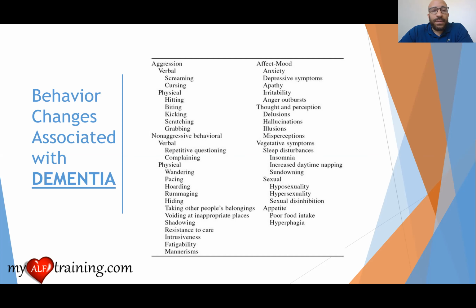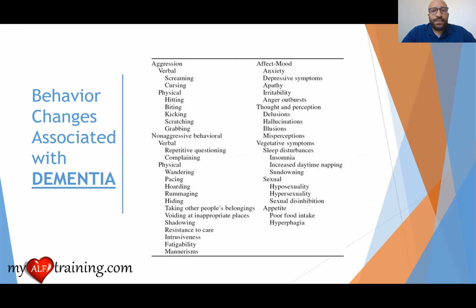Physical, we have wandering, pacing, rummaging, hiding, taking other people's belongings. In my experience, I took care of a patient with dementia who took someone else's belongings. I understood that dementia was a disease of the mind and it really affected people's memory, but I didn't think that taking other people's things could be interpreted as a non-aggressive symptom. It is non-aggressive, but it could definitely escalate into aggressive.